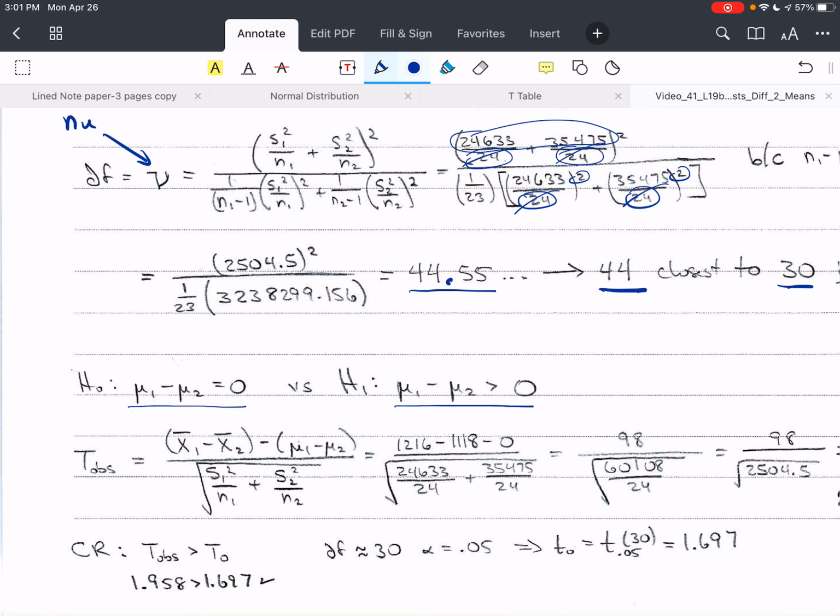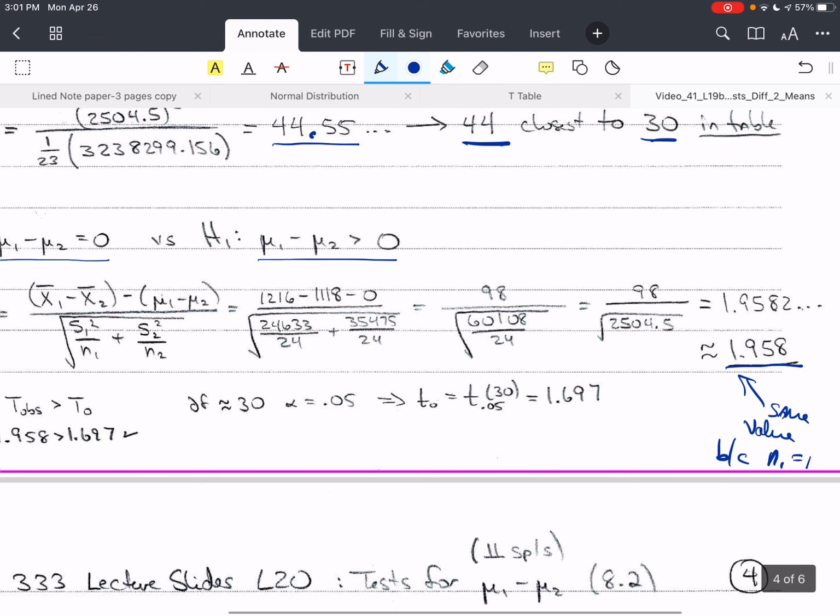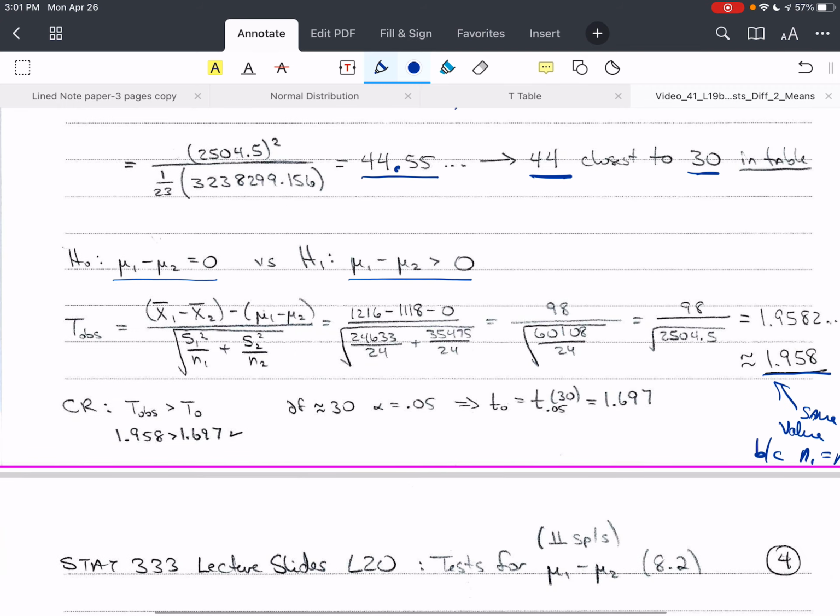Our test statistic is now, instead of using the pooled variance, we'll just use the sample variances in the formula because we're not assuming that they're different. And so we plug in to our equation, we end up with the exact same value for both test statistics because n1 is equal to n2. That's the only reason. If they're not equal, you won't end up with the same value. Okay. So our critical region is reject H naught if T observed is greater than T naught.